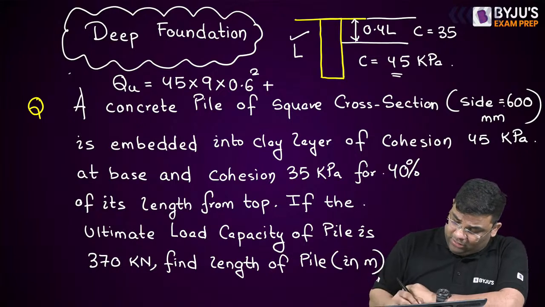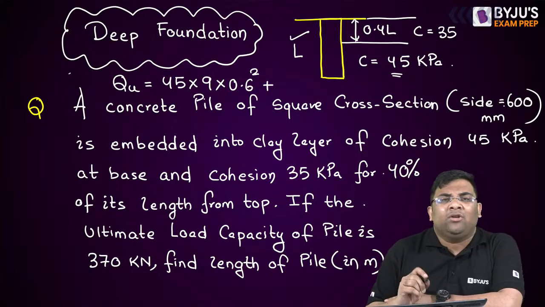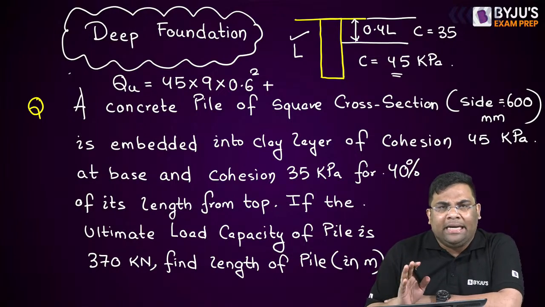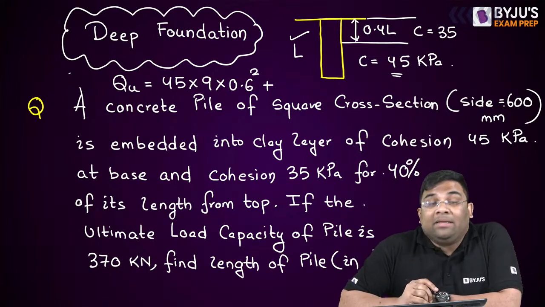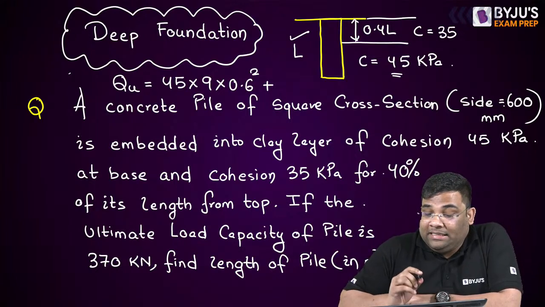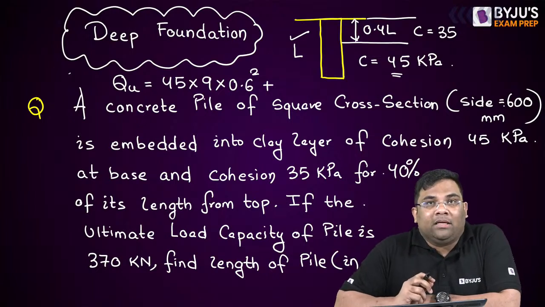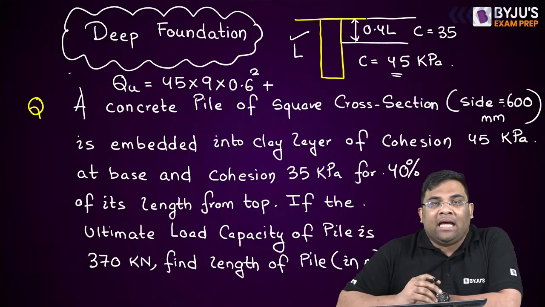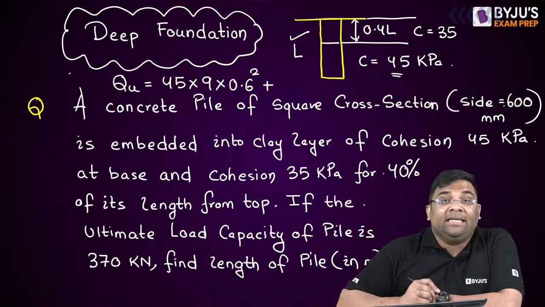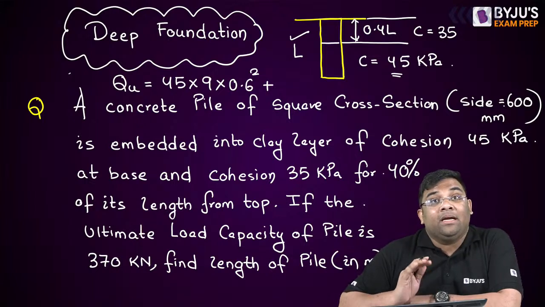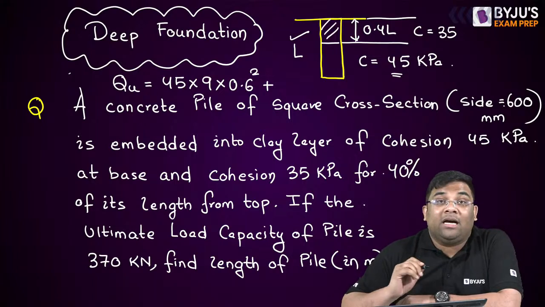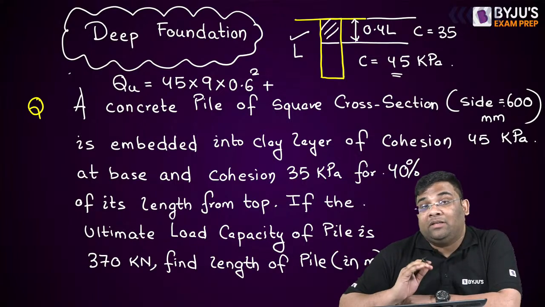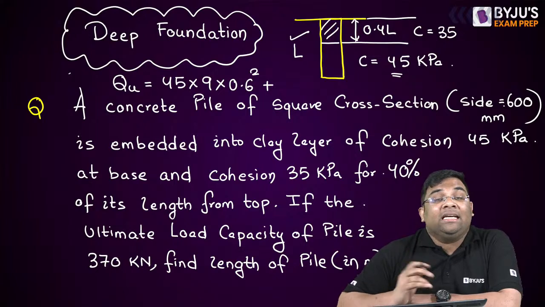The adhesion factor is not given, na? So whenever the adhesion factor is not given, what will you take? You can take that as 1, right? Adhesion factor is not given, take alpha as 1. Now, when I'm considering the surface area, the surface area is the same, but the cohesion is different, right? So I will take separate surface area for the topsoil and separate surface area for the bottom soil.